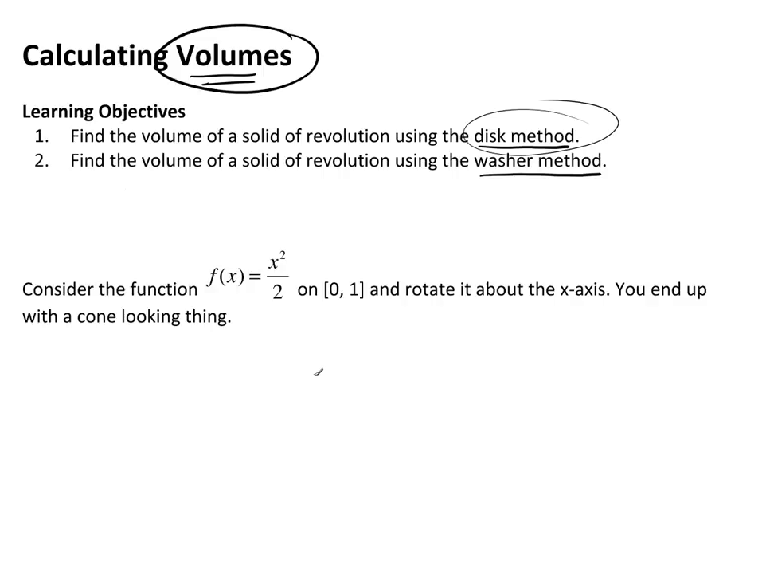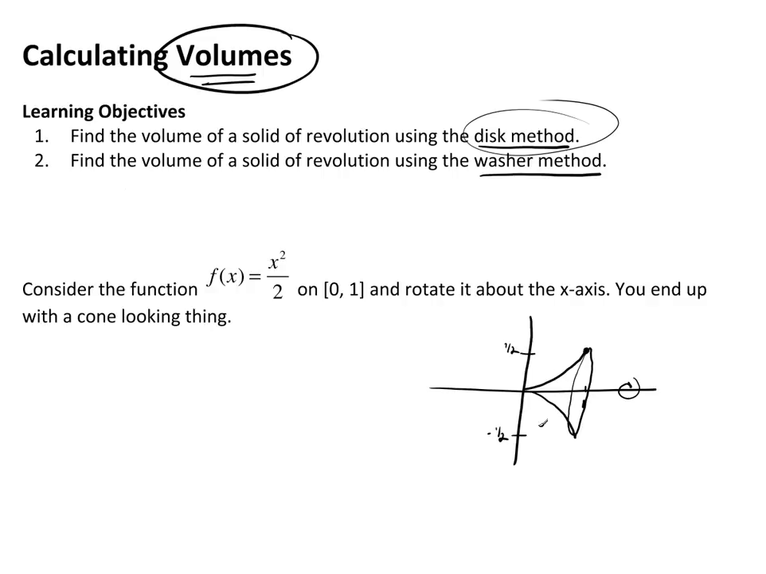So first of all, let's consider the function f of x equals x squared over 2 on 0 to 1. And let's see, what is that going to look like? x squared on 0 to 1, it's over 2, so it's going to go to a half. It's going to look like this. Now I want to rotate this about the x-axis. So I want to take this and spin it around the x-axis. When I do, I'll get something like this. This will be down here at negative 1/2. And what I do is I form this cone-looking thing that's actually a solid.